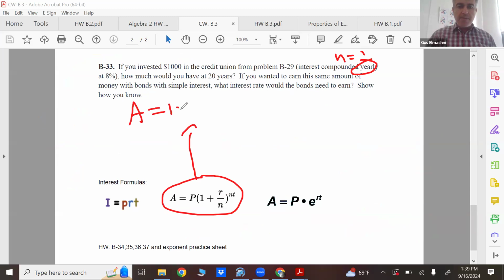A equals $1,000 times 1 plus 0.08, raised to the 20th power. Okay, let's see how much that equals. Let's get a calculator here. 1,000 times 1.08 raised to the 20th power. Okay, you get quite a bit of money. $4,660.96.